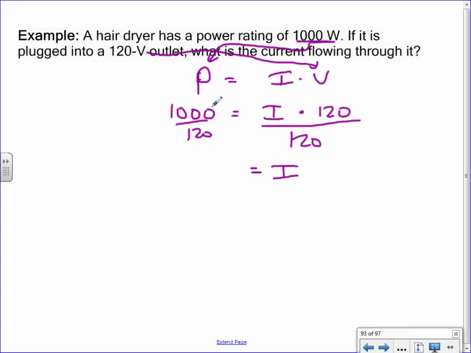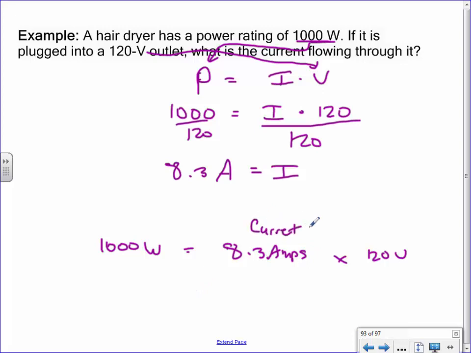Anyone have a calculator? What is 1,000 divided by 120? Okay, so that's how many amps you're using. Or if I go backwards, it works like this. 8.3 amps times by 120 volts made it so that you had a 1,000 watt hairdryer. So current times voltage is how you get your power.